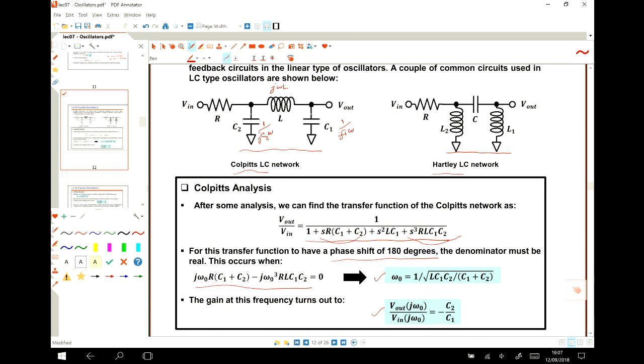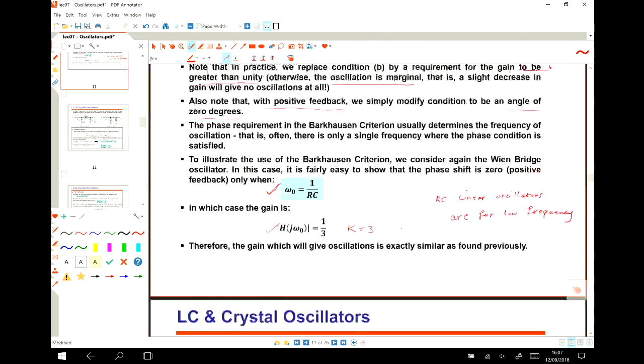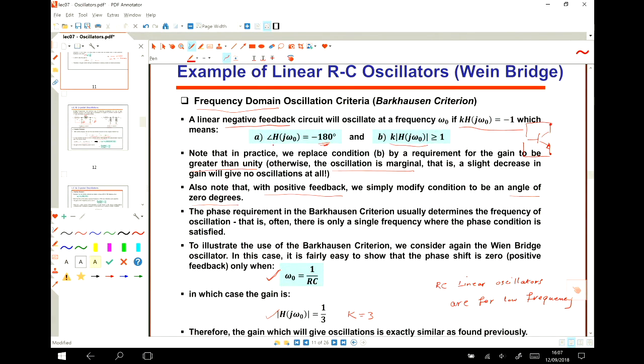So the two capacitors resemble the feedback network. We assume that this is our feedback network. This is our feedback network. So for the feedback network itself, the phase should be minus 180 degrees if we use a negative feedback. Okay.